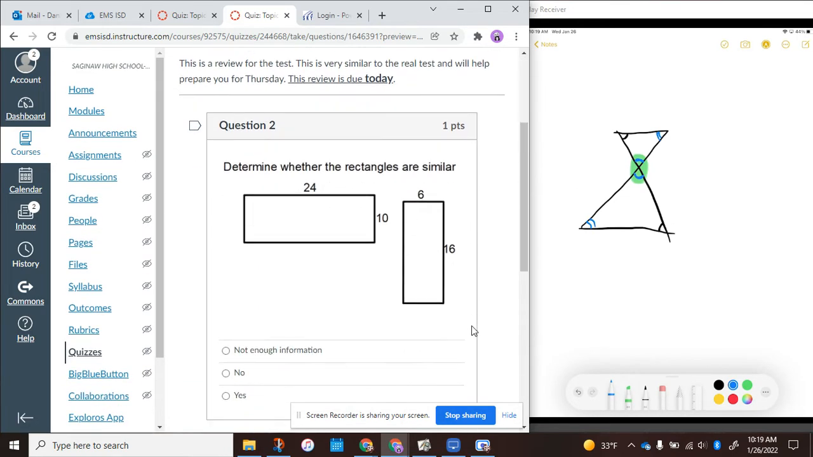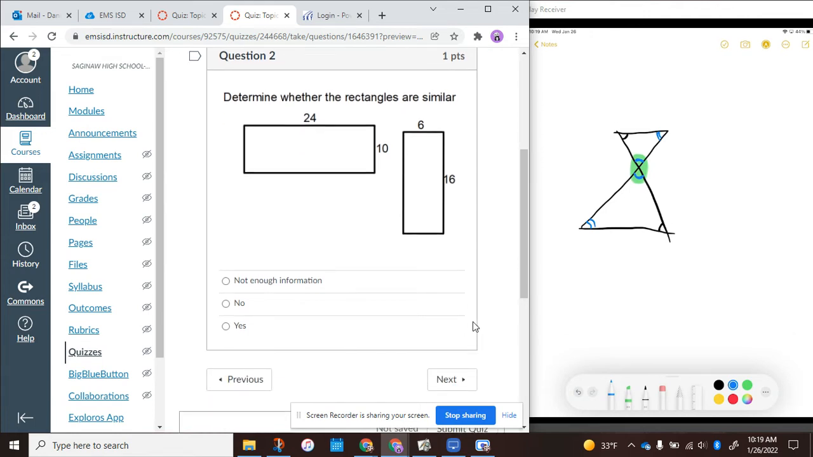Problem number 2, determine whether these rectangles are similar or not. Okay, so it's basically a true false question. Are these shapes similar? And so here's what we know about similarity. If shapes are similar, that means they have the same shape but a different size. But the sizes are related to each other proportionally. So when you look at the length of this side right here, the long side of the left triangle and the long side of the short triangle, you can set that up as a proportion.